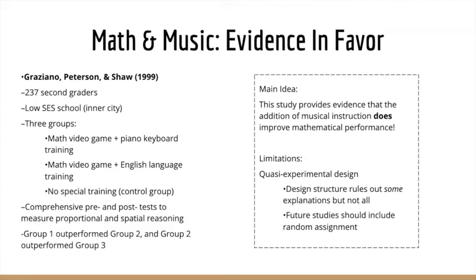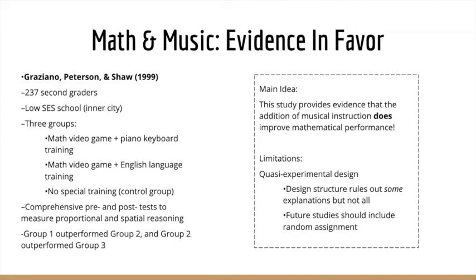Students were divided into three groups. One group received math video game training as well as piano keyboard training. A second group received math video game training and English language training, and a third group received no special training at all. A comprehensive set of pre and post tests were used to measure proportional and spatial reasoning. Group 1, the one including the piano keyboard training, outperformed group 2, and both of these outperformed the control group.